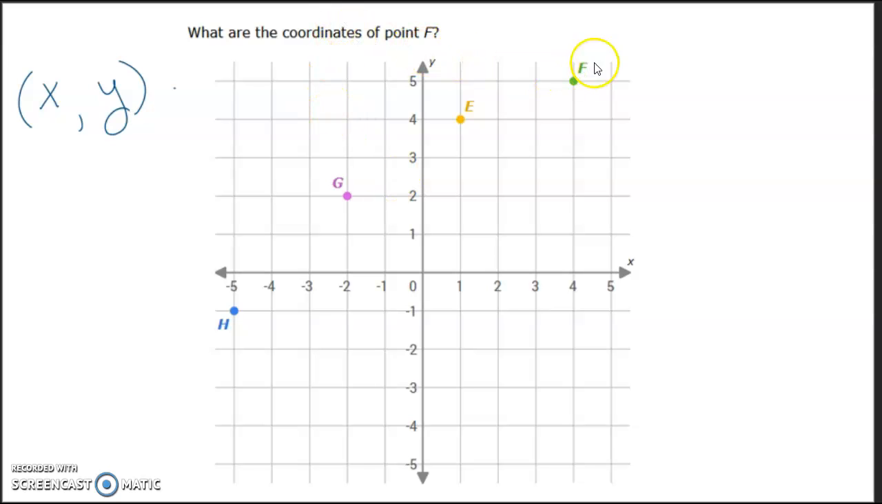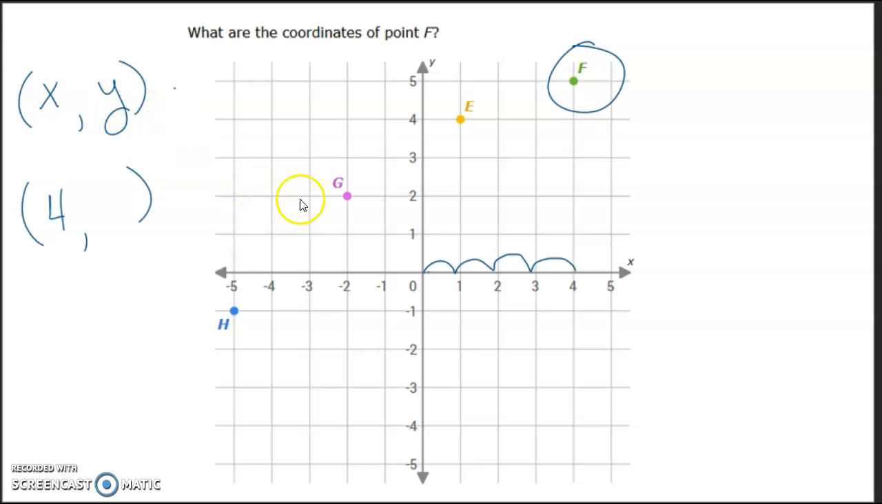So what are the coordinates of point F? So this is point F. X goes before Y, and I remember that from the alphabet. And then this is your X axis and your Y axis. In order to find coordinates, we need an X value. So to get to F, I always begin in my origin, the middle. And I go to the right, 1, 2, 3, and 4. So I go 4, and that's a positive 4 on the X axis.